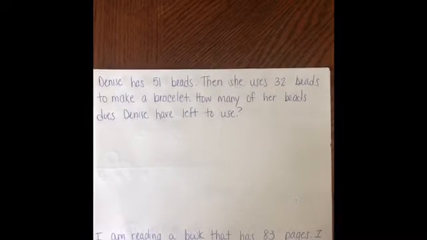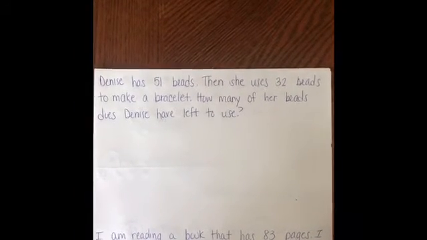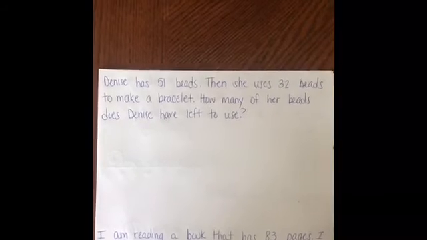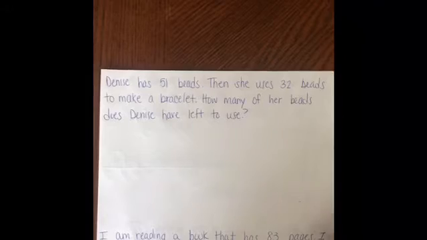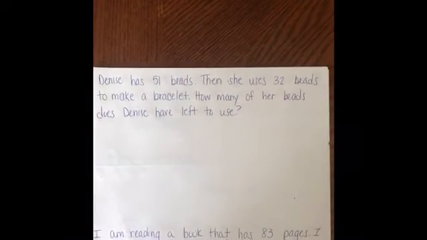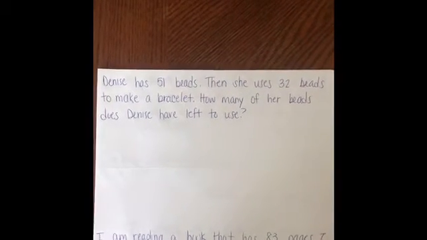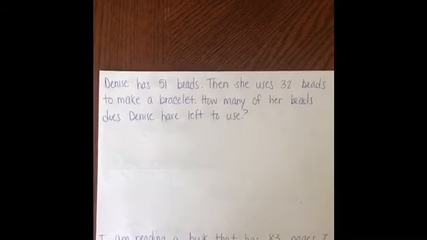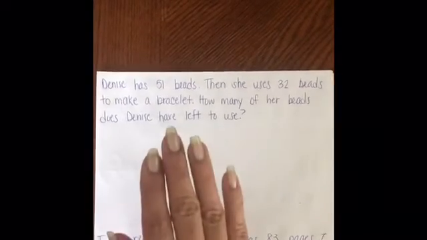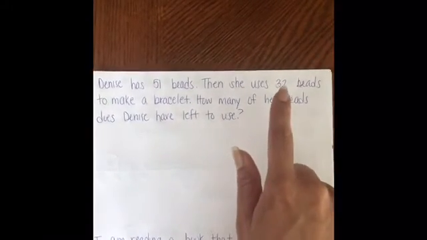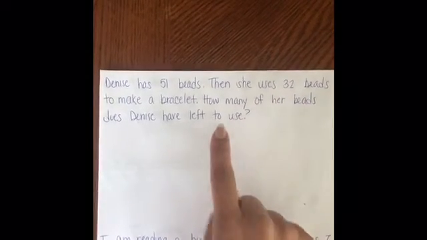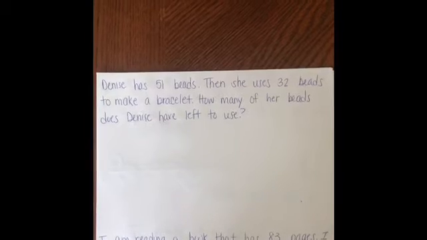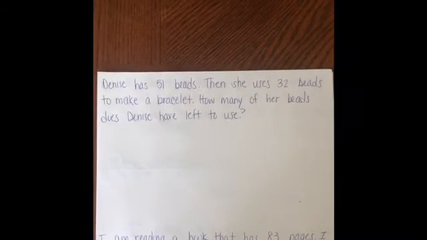Then she uses 32 beads to make a bracelet. So if she's using 32 beads to make a bracelet, those beads are going to be gone from the beads that she had because now they're in a bracelet. How many of her beads does Denise have left to use? So she had 51 beads. She used 32 of them and made a bracelet. That means they're gone. And we want to know how many she has left. So that means we need to subtract.